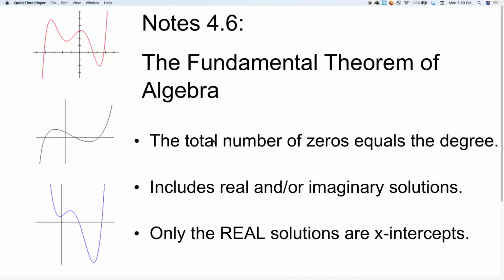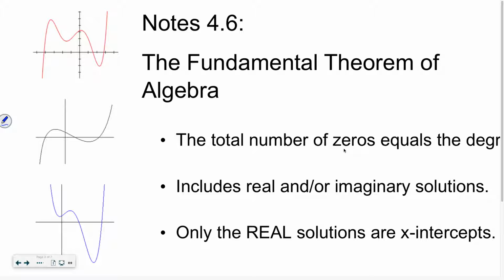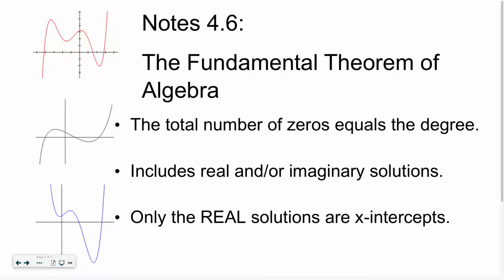What are some other words that we have said are interchangeable with the word zeros? Solutions, excellent, thank you. So we could also say the total number of solutions is equal to the degree. Anybody remember any others? X-intercepts, which I have down here. I'm not going to say the total number of x-intercepts equals the degree, because what if some of your solutions or zeros are imaginary? They won't show up as x-intercepts. Does anybody remember that fourth word?